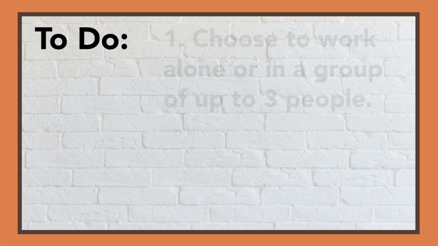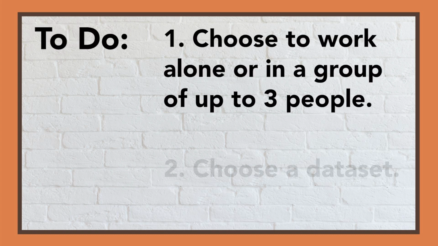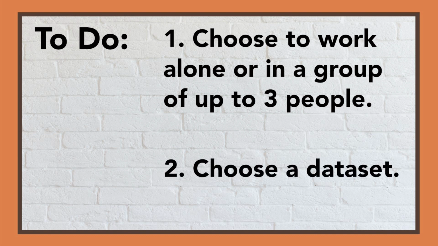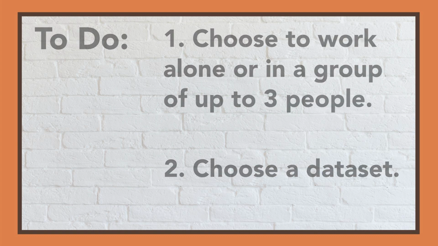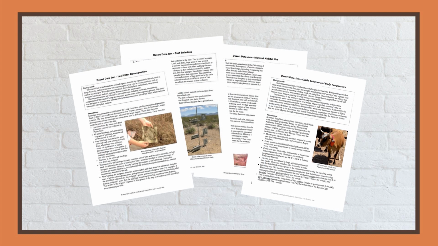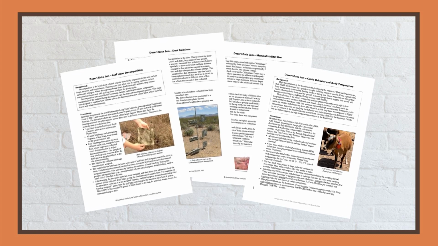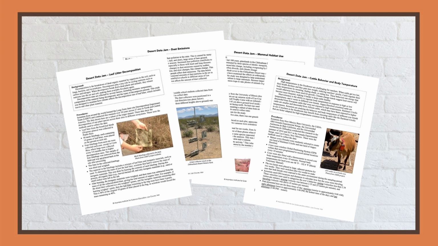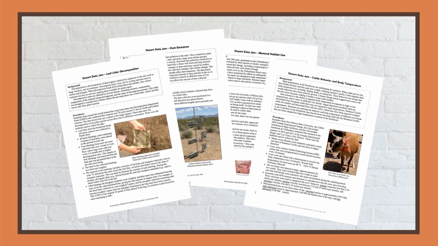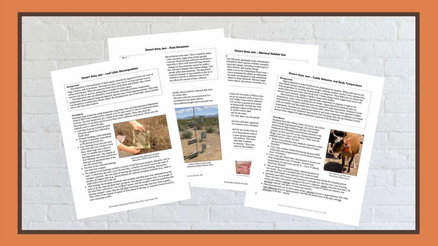Your first steps are to choose who you will work with and what dataset you will use. You may work in groups of up to 3 students. You may also choose to work alone if you prefer. Next, your group must choose one of the datasets to work with. All the information you need for your Data Jam project can be found on one of the colored papers in your folder. We call these the 2-pagers.